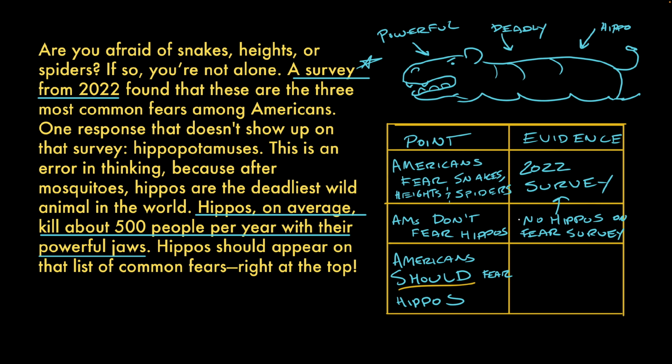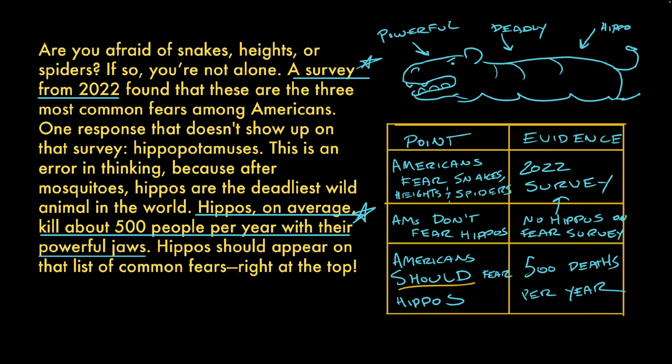And lastly, what piece of evidence supports the point that Americans should fear hippos? It's this one, this statistic about 500 deaths per year. That sounds like a lot of people. So the author wants Americans to be more afraid of being crunched in the powerful jaws of the hippopotamus.